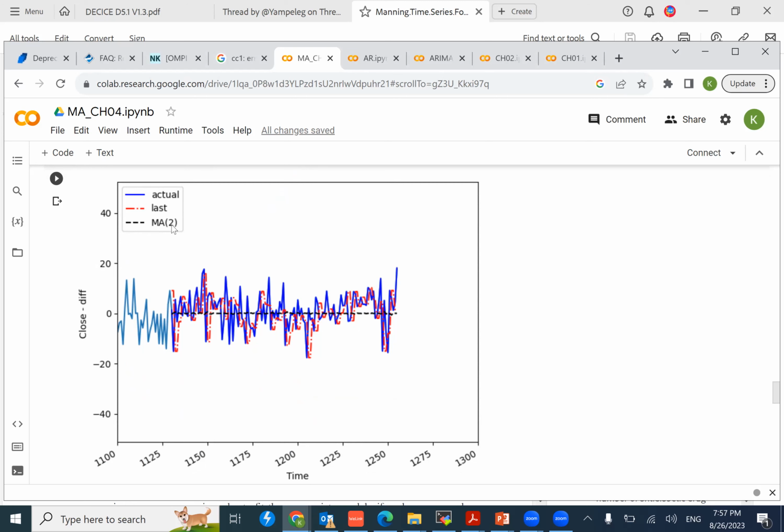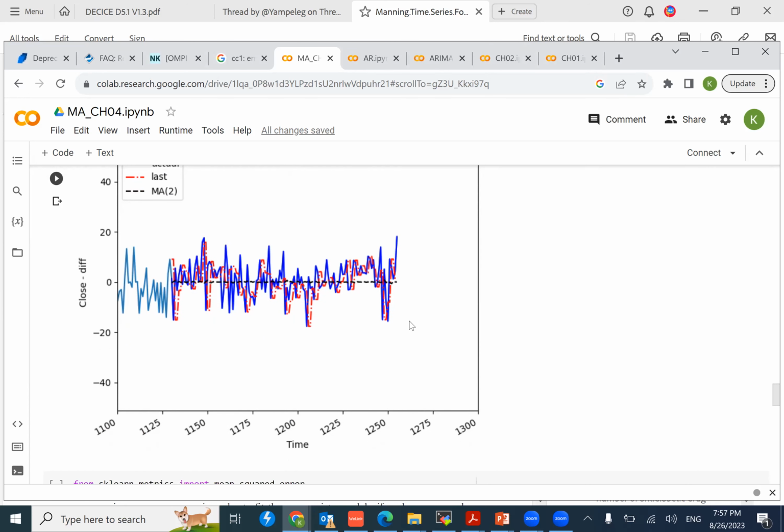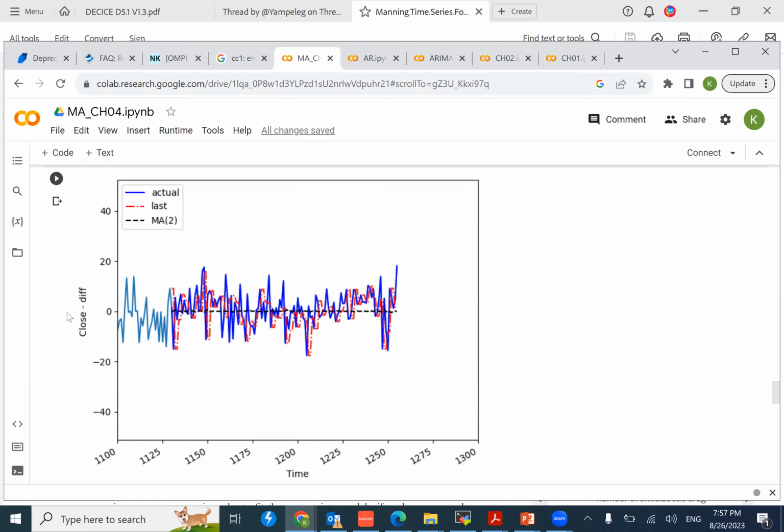And MA2 means we used order 2. When we plot the moving average using it, it is almost like a straight line; it looks like it maintains the average, the mean. Here we are plotting the differentiated value only, the close difference. Obviously this is not actually a stock value. So your MA2 is almost predicting a straight line. It is not looking at any of those differences. It thinks it's almost the same value. It's not doing a very good job.